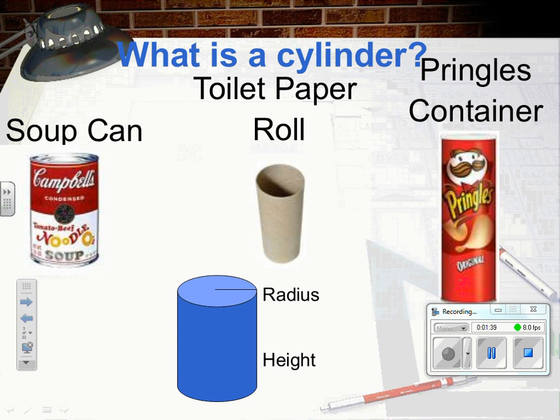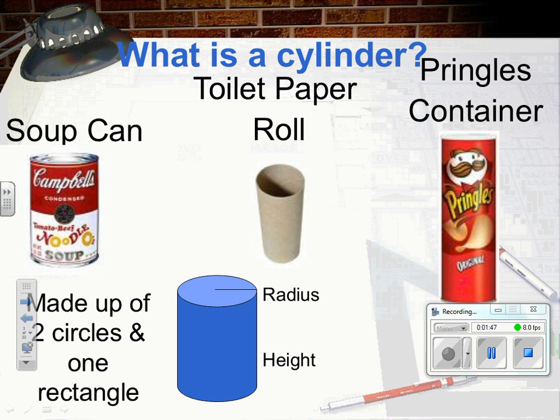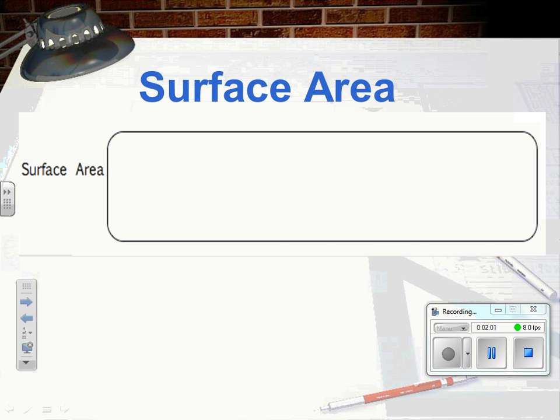You've talked about circles in the past, where a circle does have a radius. Its radius is half of the diameter. And so we can say a cylinder is made up of 2 circles, one on the top, one on the bottom, and 1 rectangle. And you might be sitting there thinking, I don't see a rectangle, but we'll talk about that in a second.